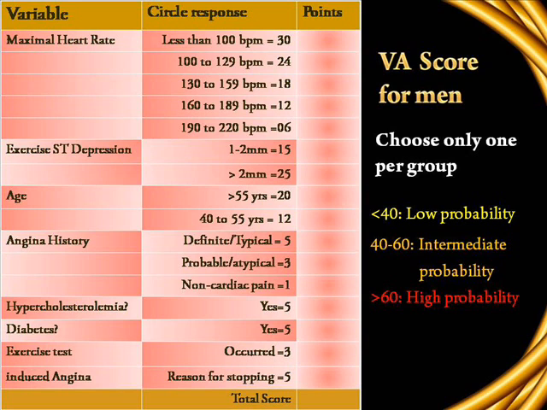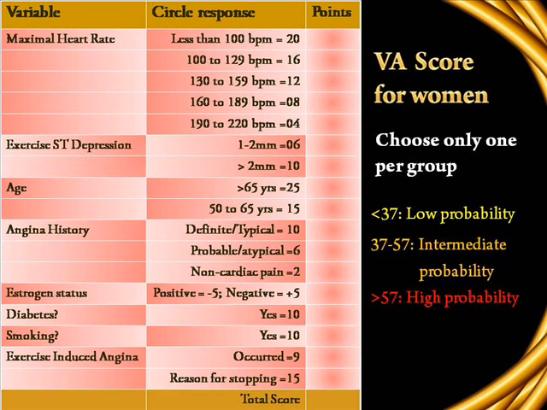Let us look at the chart for women in the next slide. This is the VA score chart for women. Just as we have done for the men, depending on the maximum heart rate achieved by the patient during the exercise, the points are allotted from 20 points, 16 points, 12 points, 8 points or 4 points, depending on the maximum heart rate that is achieved. Exercise ST depression, 1 to 2 millimeters, 6 points. More than 2 millimeters, 10 points. Less than 1 millimeter or no depression, 0 point.